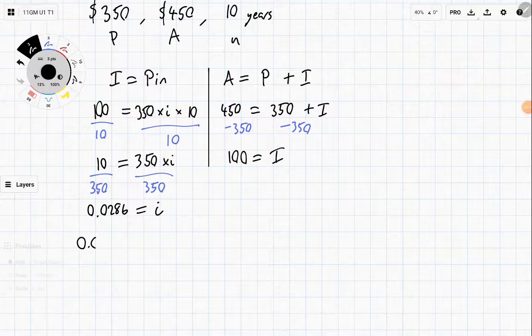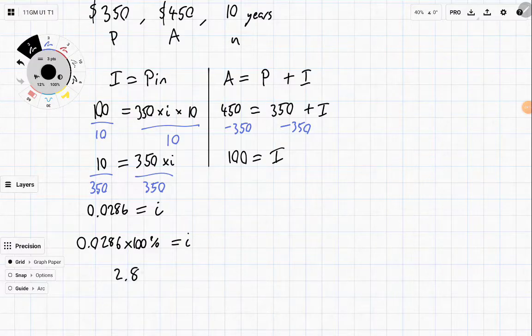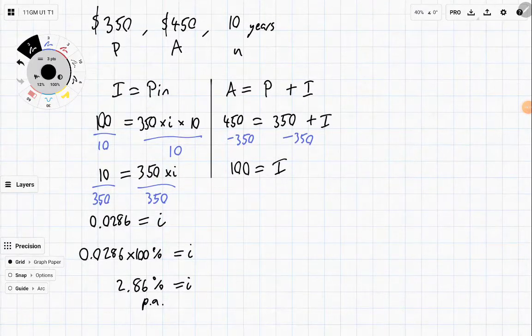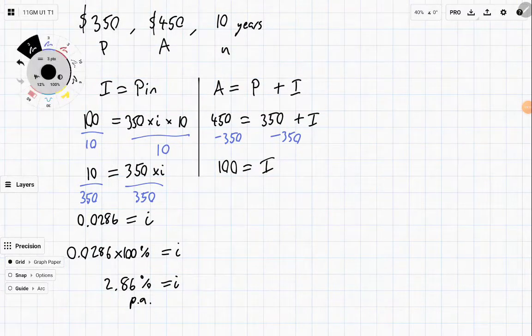So we get 0.0286 times 100% equals i. So we get 2.86% is equal to i. And that would be per annum. Alrighty, so that's our first example, looking at how to find little i given P, A, and N. If we had been given P, I, and N, capital I and N, well, it would be a lot easier. We could have just skipped that first step and gone straight to the second bit that we did. Alrighty, let's have a look at another one.